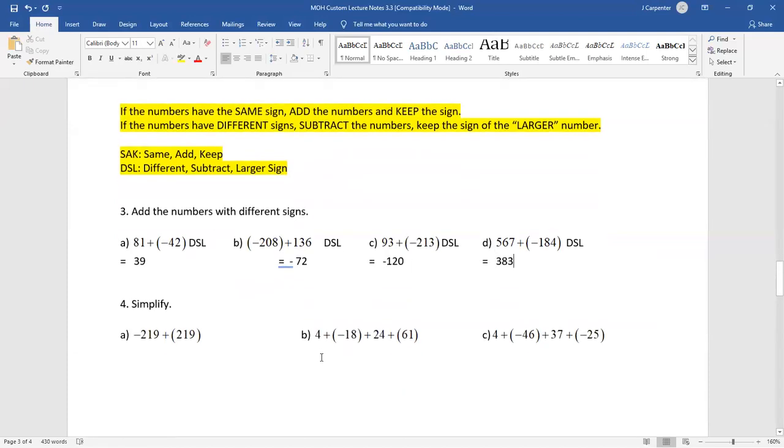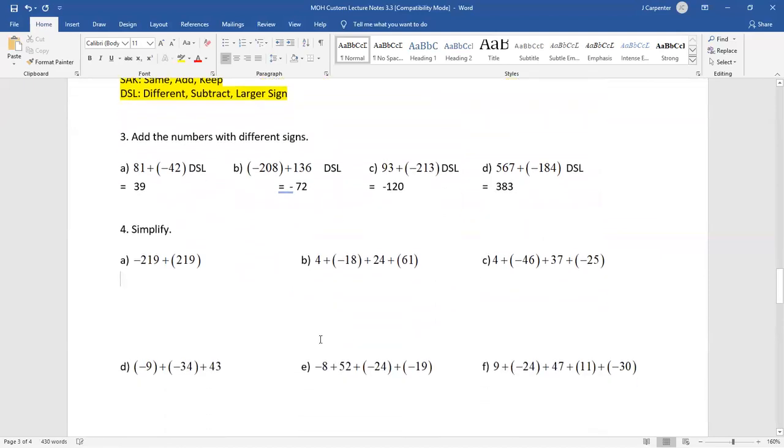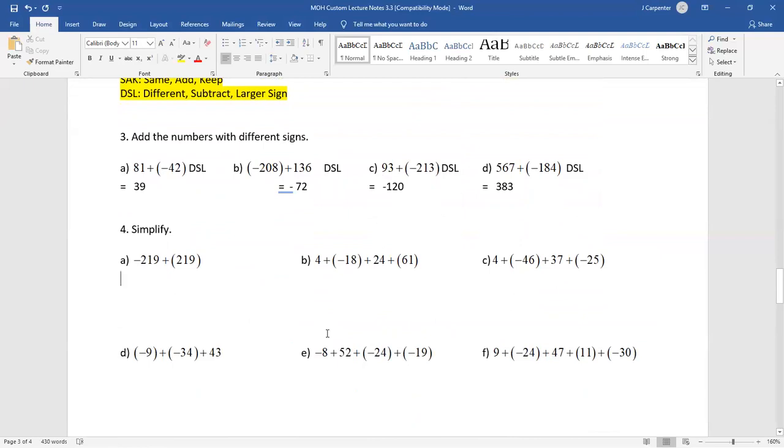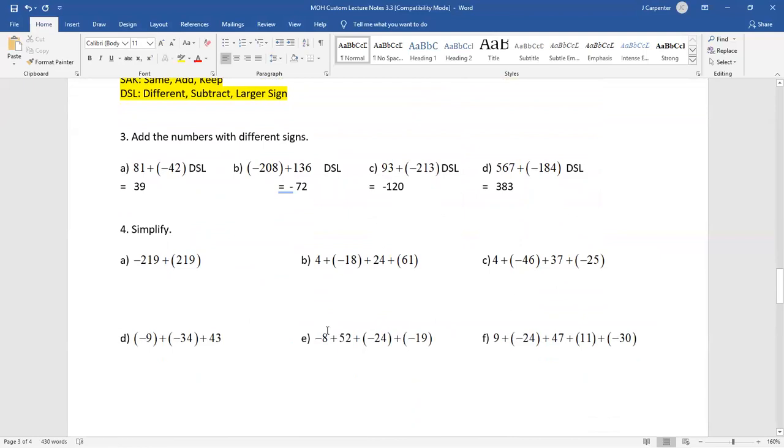All right. Let's do some more. And we are not going to do all of A through F. We'll just do the ones we do. So simplify. Thankfully, they no longer tell you exactly what's going to happen here.